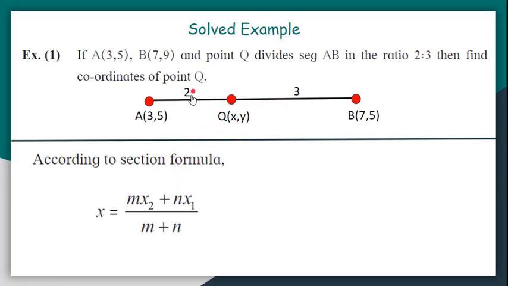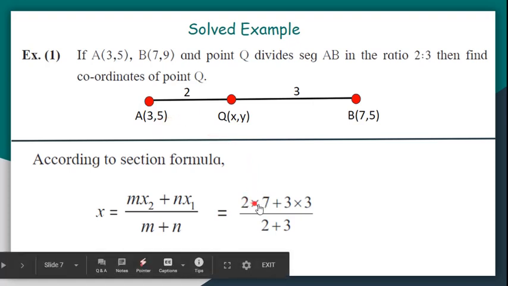If this is my m, then this number is multiplied with the second number, and this number is multiplied with the first one. It goes cross. So it is 2 into 7 plus 3 into 3 divided by 2 plus 3. When we talk about x, we only calculate x. Now what do I do? Remember BODMAS? I will first multiply this, I will first multiply this.